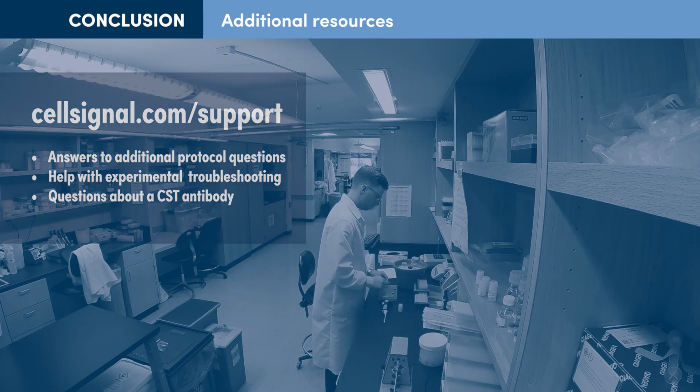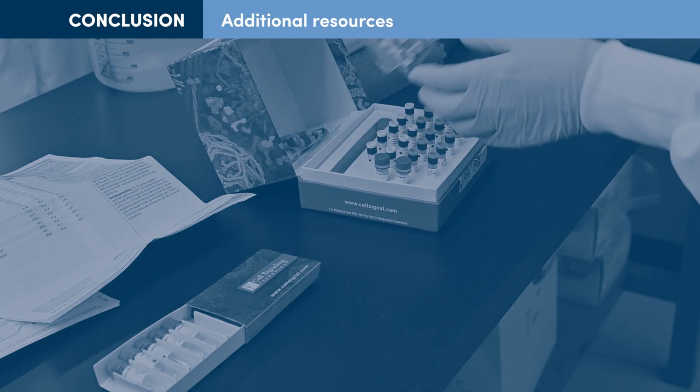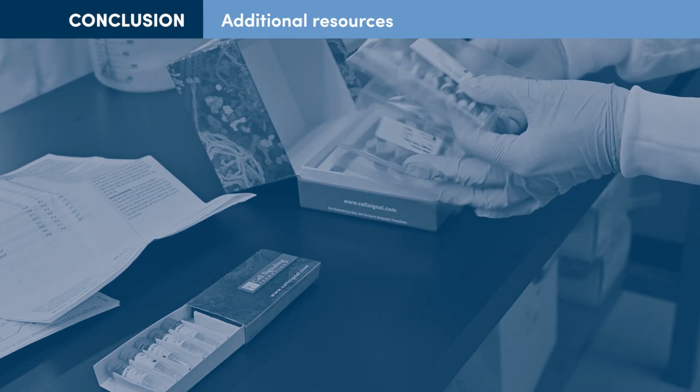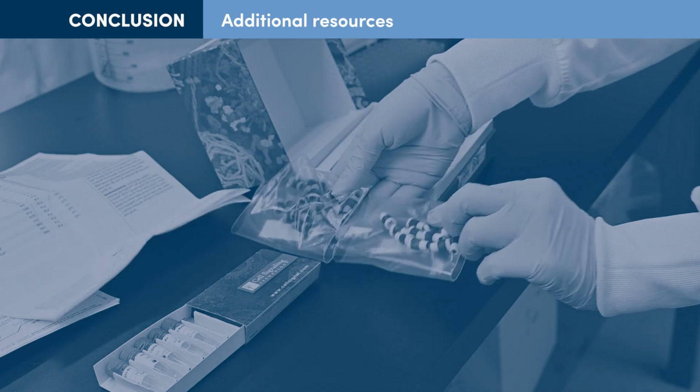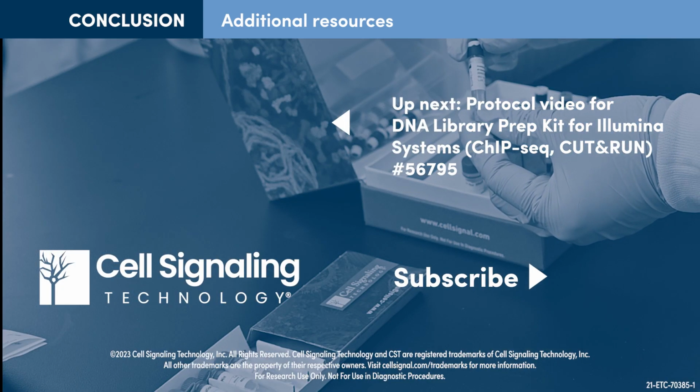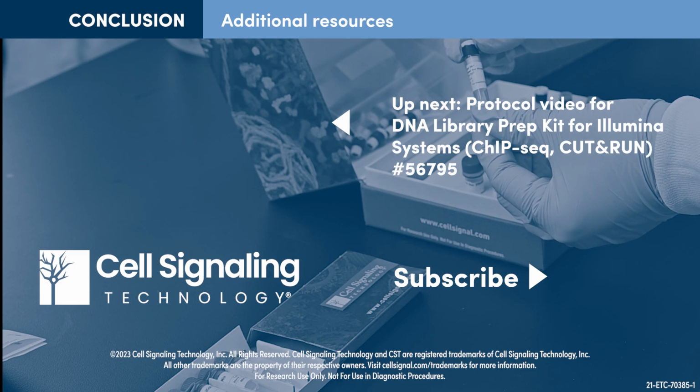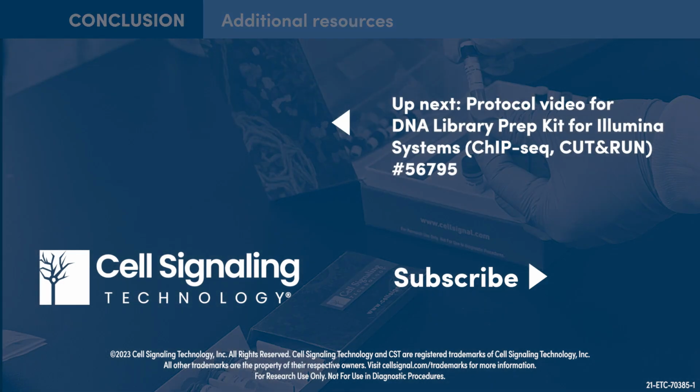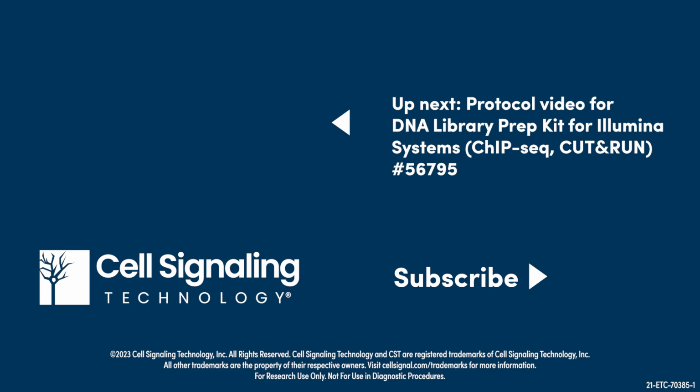If you plan to perform NGS analysis of your Cut and Run DNA on the Illumina platform, use the Cell Signaling Technology DNA Library Prep Kit for Illumina systems, validated for ChIP-seq and Cut and Run DNA. Find information at the Cut and Run resource page, or watch the DNA Library Prep Kit companion video next.